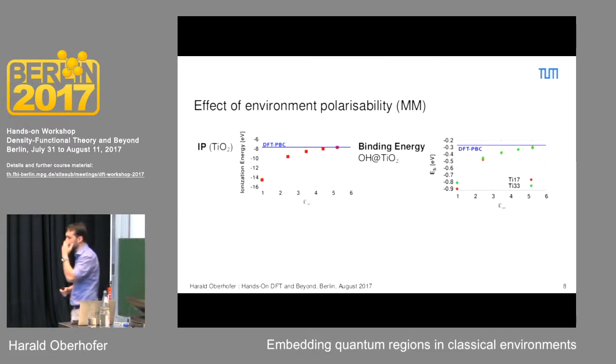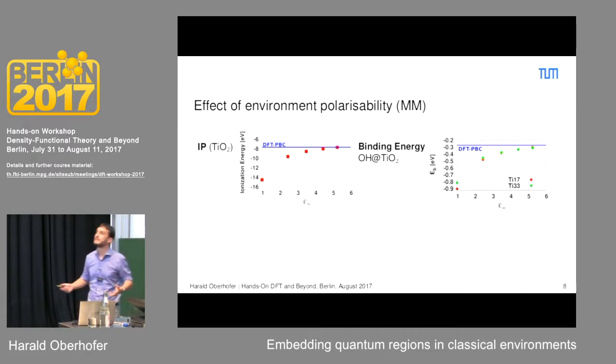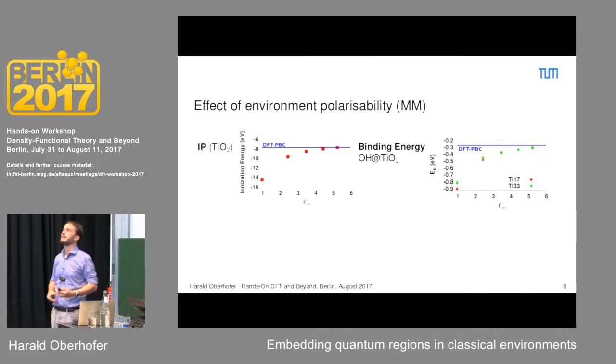Now you might ask, all right, but what happens if I take a really, really big cluster? Should you not recover the binding energies that you would get in the periodic boundary calculations? And the answer to that is yes. If you go to some absurdly big clusters, obviously the whole chemistry should again converge.